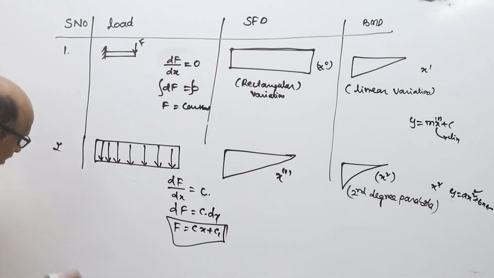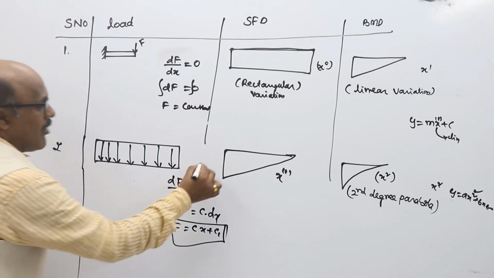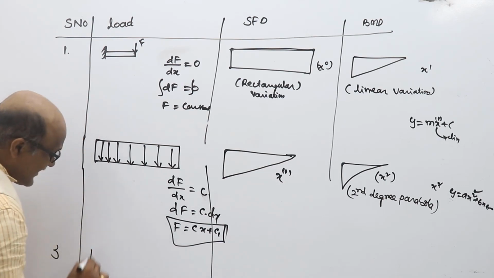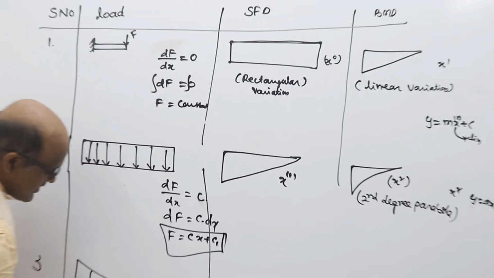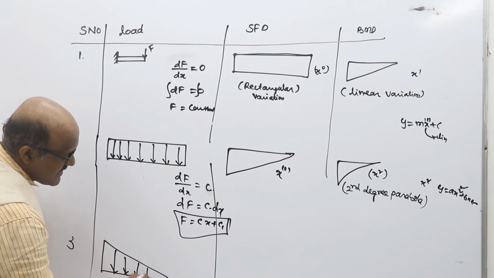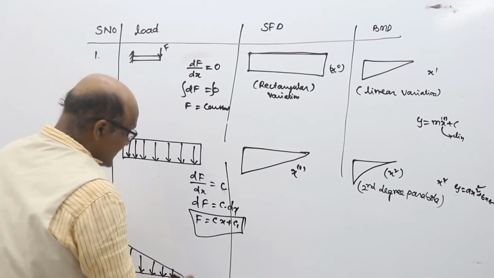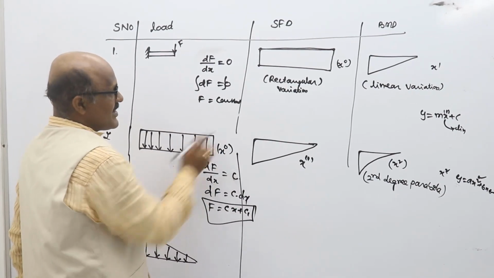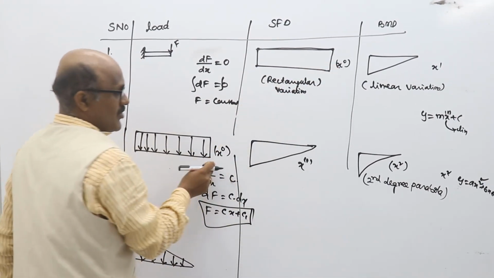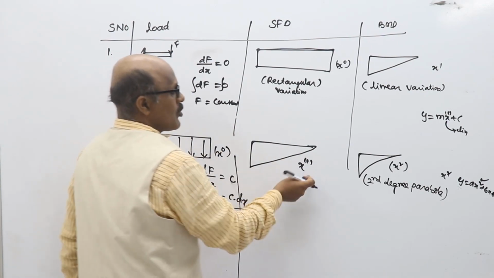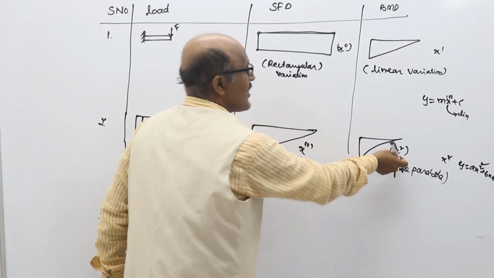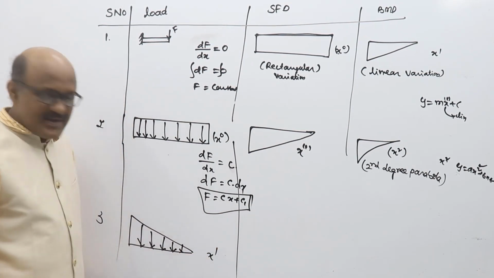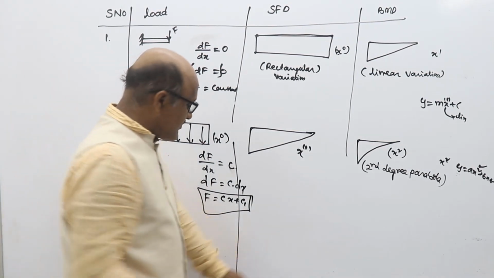Yes. Now coming to the third case: if the load varies linearly, this is a linear variation, x power 1. The rectangular variation is x power 0. One degree more for the shear force diagram, and one degree more again for the bending moment diagram. Similarly, x power 1 is linear, and one degree more for this.